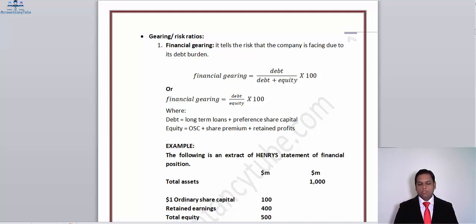The debt over here is long-term loans plus preference share capital, and equity over here is ordinary share capital plus share premium or retained earnings. Now, most students often forget that the debt over equity formula also includes preference shares, so do remember that. Let's apply this formula in our extract.